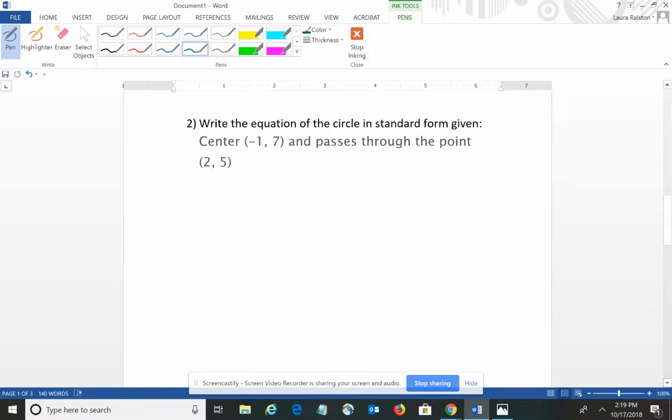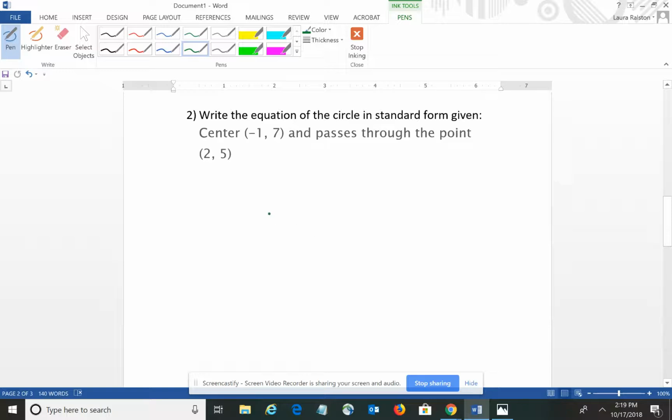Another way they're sometimes worded is: write the equation of the circle in standard form given the center is at (-1, 7), and it passes through the point (2, 5). So in this scenario, we're given the center, but I do not know the radius. Let's think about the picture we would have here if we were going to draw this circle.